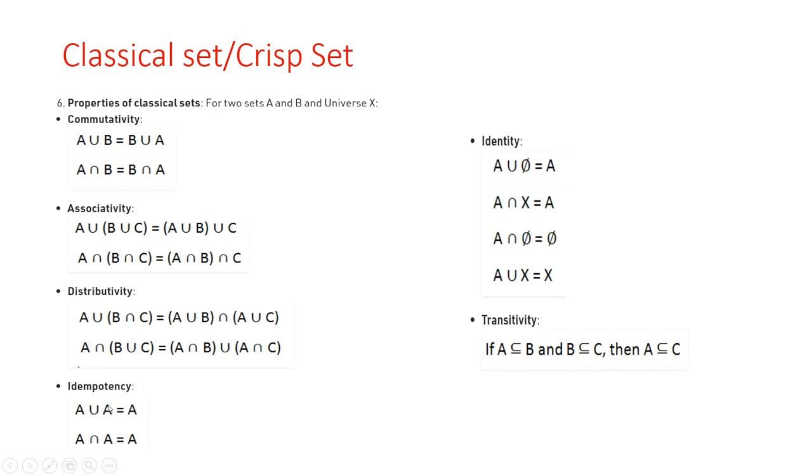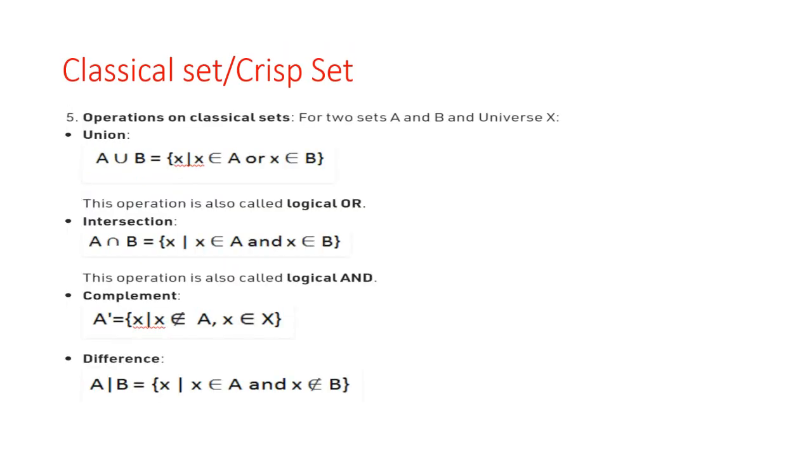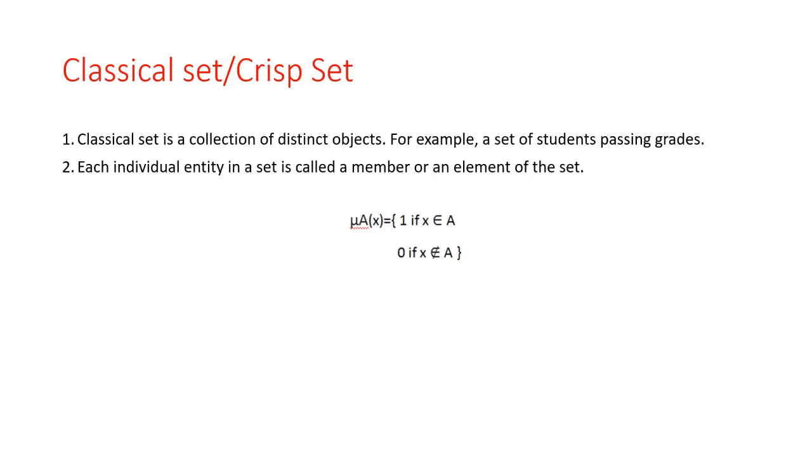Idempotency: if we have A union A, then A union A is equal to A, and A intersection A is also A. Then identity: A union null is equal to A. A intersection universe, that is X, equals A. A intersection null is equal to null, and A union X equals X, that is the universe X. Then transitivity: if A is a subset of B and B is a subset of C, then A is also a subset of C. So these are all the operations performed on the classical set, or crisp set.